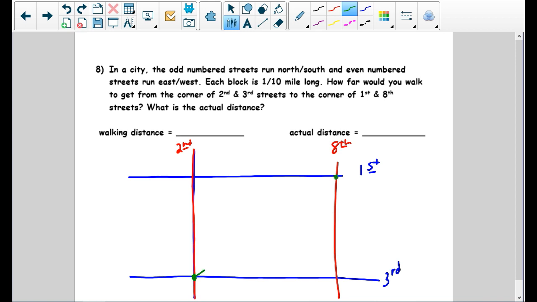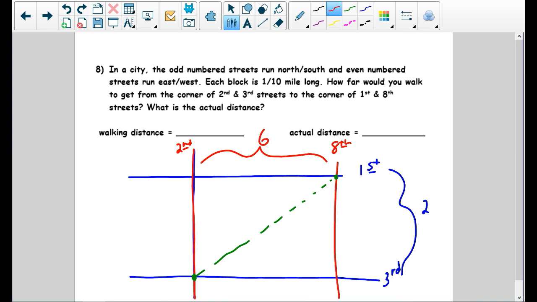What is that distance there? Okay? Now, from 1st to 3rd, how many streets are there in between? 2, right? So this distance here is 2, right? What about 2nd to 8th? From 2nd to 8th, how many streets are in there? 2nd, so we got 3rd, 4th, 5th, 6th, 7th, 8th, so 6. Okay, good. So you just subtract them. So those again are my two values that I'm looking at.